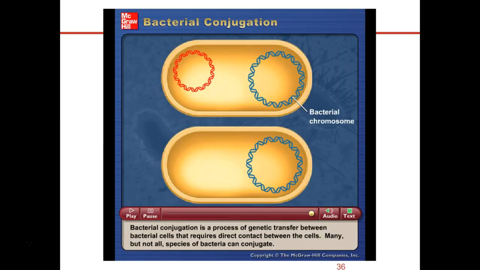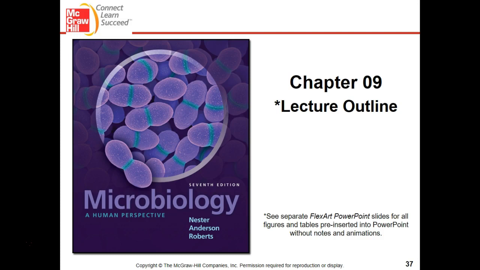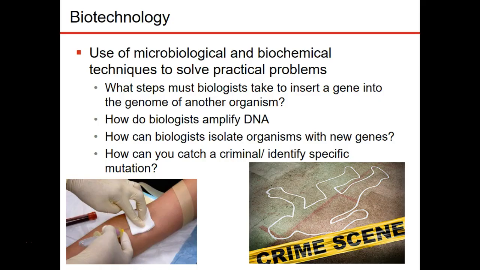And here's bacterial conjugation. So that was chapter 8 in a nutshell. And now we're going into chapter 9, which is the biotechnology chapter. So we've talked about microbial genetics. We've talked about mutation rates, and now we're going to talk about why we use microbes in biotechnology.